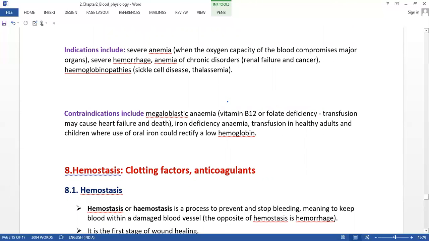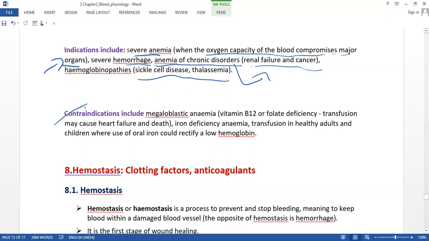Indications include severe anemia, where the oxygen capacity of the blood is compromised in major organs. Also severe hemorrhage, and anemia of chronic disorders, in the sense of renal failure and cancer, such as kidney cancer. And hemoglobinopathies, such as sickle cell disease and thalassemia.